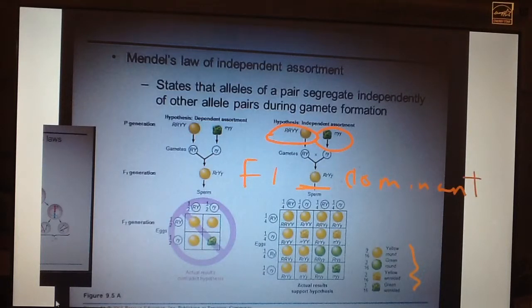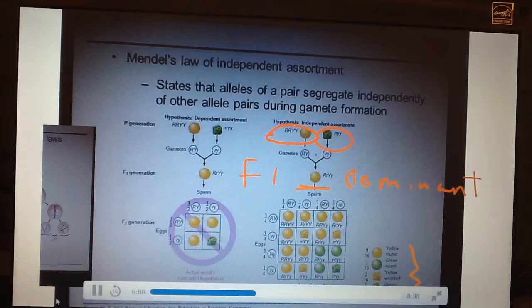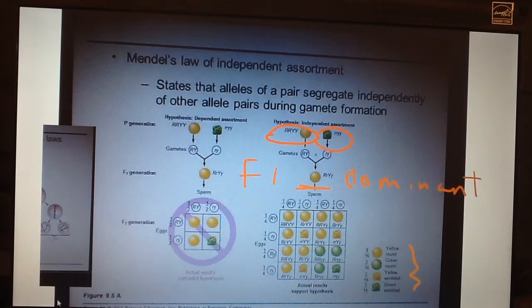However, what happened when he allowed that generation to reproduce, to create the grandchildren, is he got 9 yellow round smooth. He got 3 green smooth round. He got 3 yellow wrinklies, and he got 1 green wrinkled. So how does that happen?